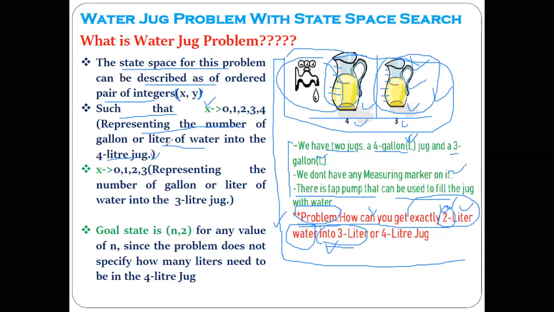4 liter. Understood. So X indicates what? How many liters of water you can fill into the 4 liter jug. That is the simple meaning of X. X represents this jug, the 4 liter jug. In simple terms, yes or no?